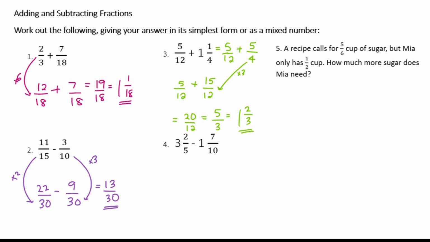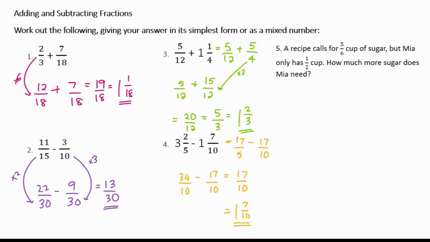For number 4, both our fractions are mixed numbers, so we can first convert them into improper fractions. So the first one will be 17/5, and the second one is going to be 17/10. The LCM of 5 and 10 is 10. The second fraction remains as it is. For the first fraction, we are multiplying by 2, so that makes it 34/10. When we take this away, we get 17/10, and we can now write it as a mixed number since it is an improper fraction, so we have 1 7/10.